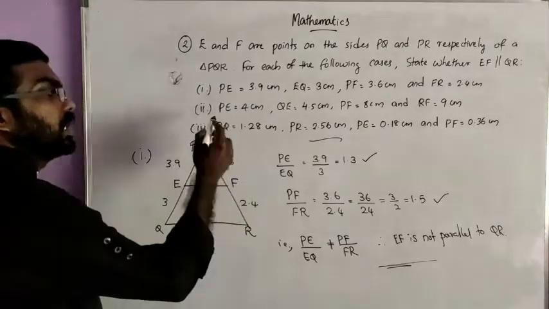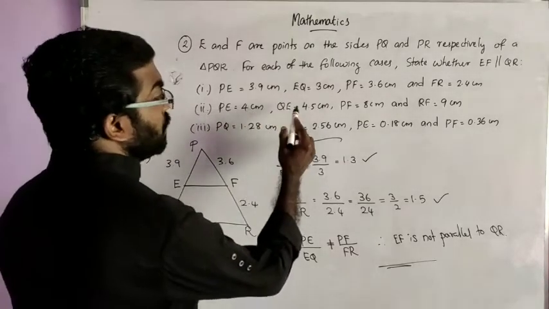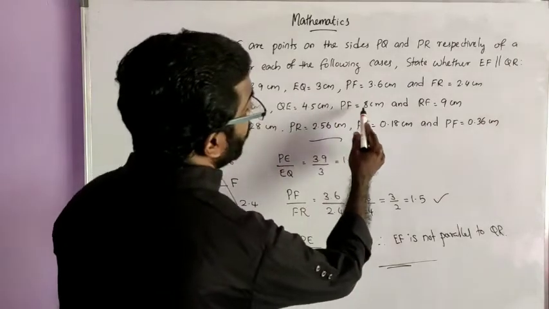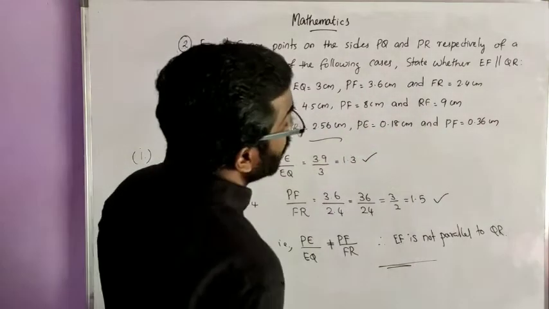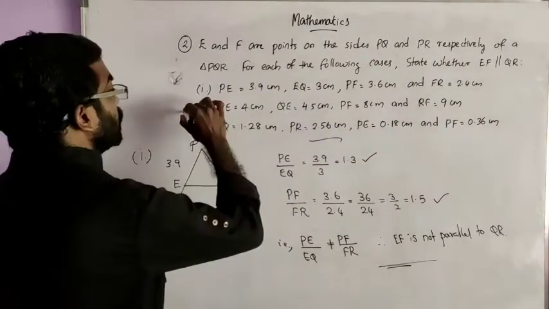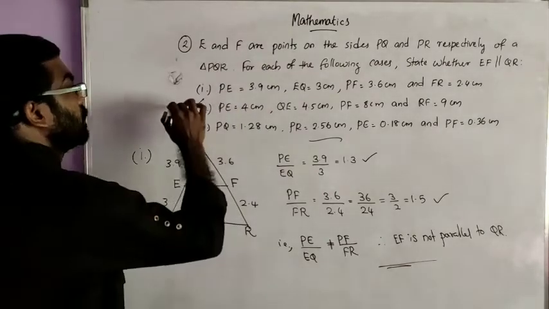Clear? And in the second one, PE is equal to 4, QE is equal to 4.5, PF is equal to 8, and RF is equal to 9. So do it yourself.